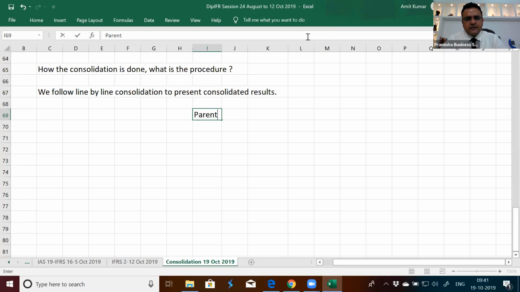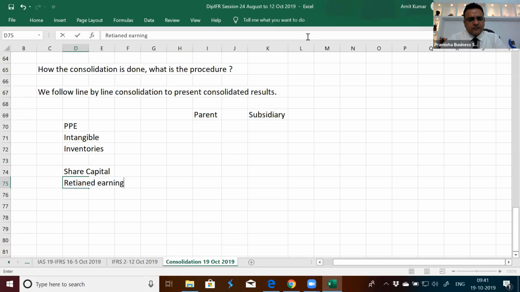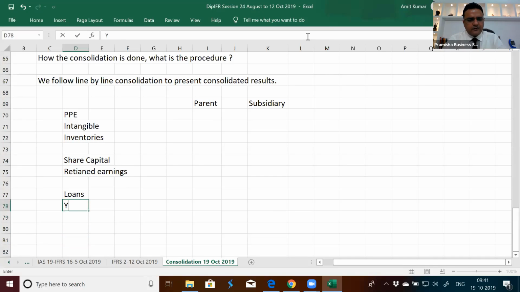If there is a parent and there is a subsidiary, parent will be owning property, plant and equipment, intangible assets, inventories. There will be share capital of parent and subsidiary, retained earnings. There will be some liabilities, loans, trade payables.